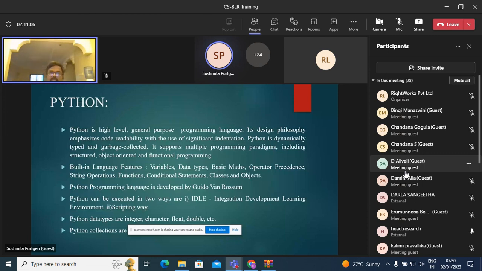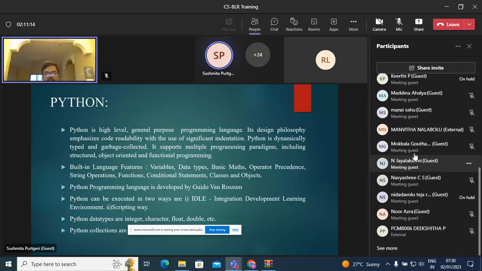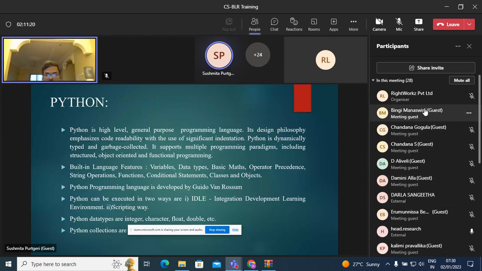Built-in language features are variables, data types, basic maths, operator precedence, string operations, functions, conditional statements, classes, and objects. Python programming language was developed by engineer Guido van Rossum, and Python can be executed in 2 ways, IDLE and scripting way. IDLE is integrated development and learning environment, and the second way is scripting way. Python data types are integers, characters, sets, tuples, and dictionaries.